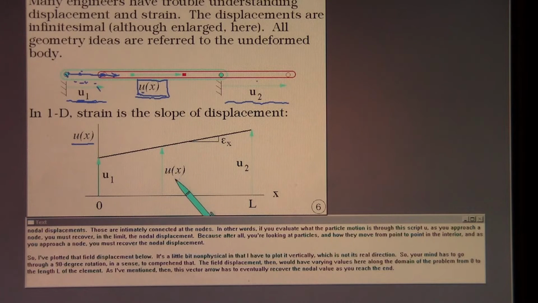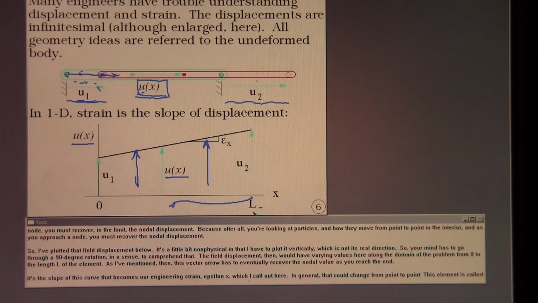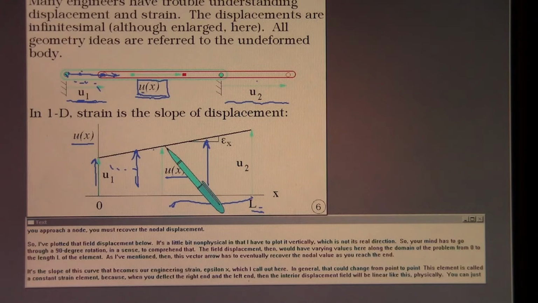Now the field displacement would have varying values along the domain of the problem from 0 to the length L of the element. And as I've mentioned, this vector arrow has to eventually recover the nodal value as you reach the end. Now it's the slope of this curve that becomes our engineering strain epsilon x, which I call out here.